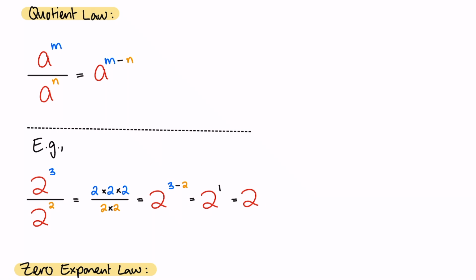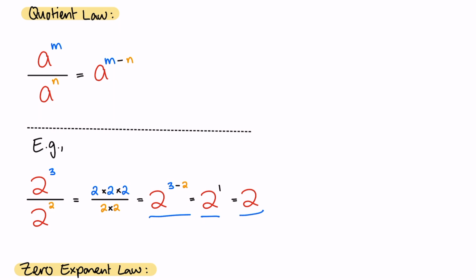The next exponent law I'd like to talk to you guys about is the Quotient Exponent Law. This law says that when you divide two numbers with the same base, you can subtract the exponents. In this example, we have 2 to the power of 3 divided by 2 to the power of 2. This is the same thing as 2 to the power of 3 minus 2. We do the exponent in the numerator minus the exponent in the denominator. That gives us 2 to the power of 1, or in other words, 2 as our answer.